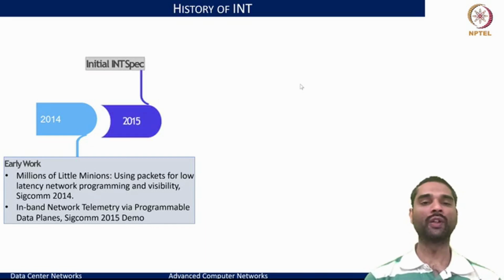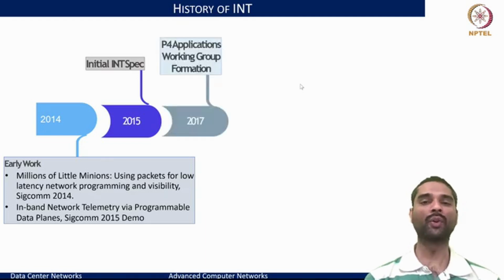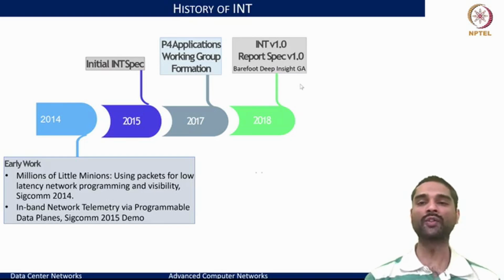And this work initially resulted in an initial INT spec in early 2015, and it started taking shape with respect to what should be the means to facilitate this INT information, where in the packet header the information should be embedded, what kind of information needs to be extracted, and what are the means to specify which information needs to be extracted at a switch and where to embed it. All of this started to take shape, and a P4 applications working group was formed in 2017 to bring about the exact means of making these prototypes work. This led eventually to the formation of version 1.0 of the INT spec, with the development led primarily by Barefoot, who were the pioneers in P4, and several other board members started to join and work towards this INT v1.0 spec.